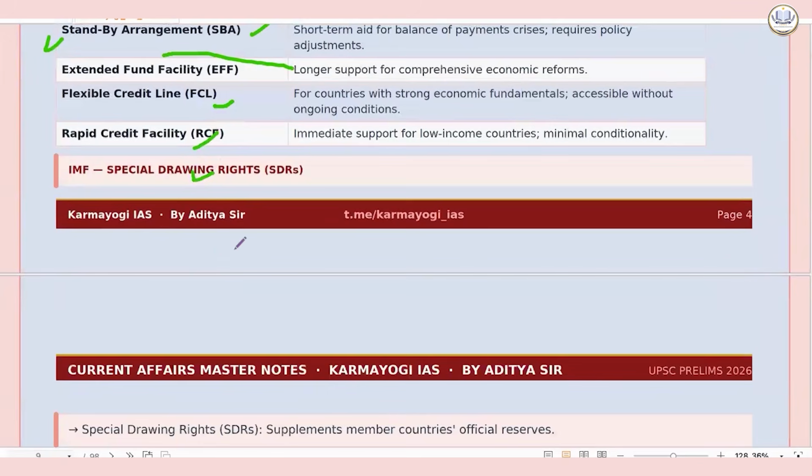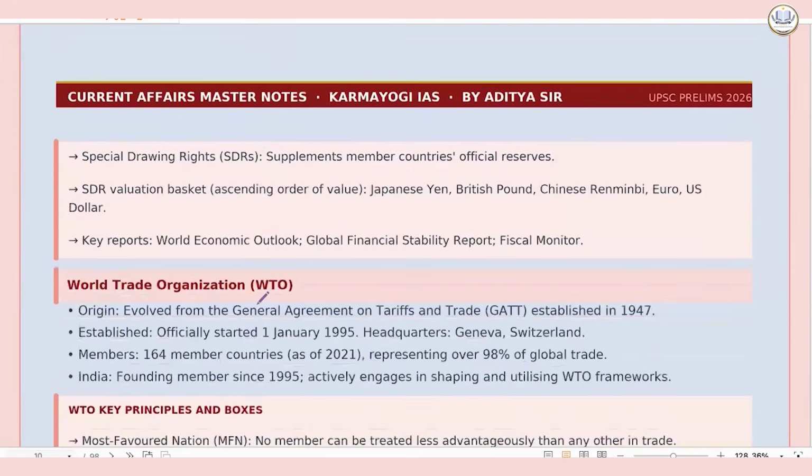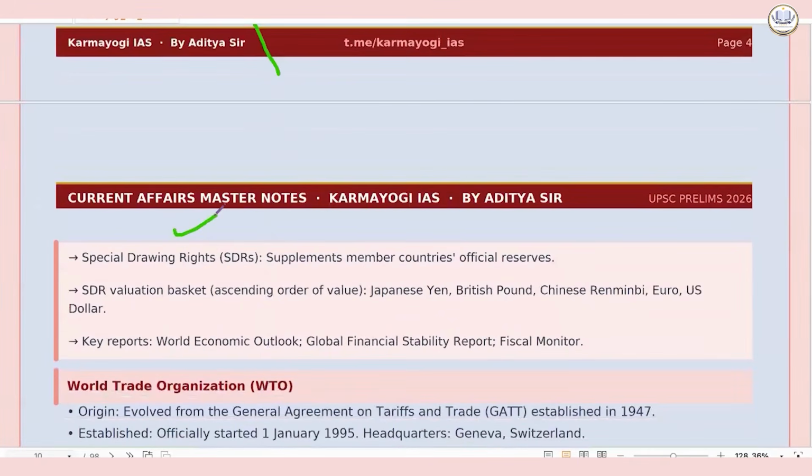Then we have IMF special drawing rights, which has been asked by UPSC many times in the examination, thus it is important. Special drawing rights supplement member countries' official reserves. It's not a currency, first of all. It is a valuation basket. This is the ascending order of the currencies in the basket: Japanese yen, then British pound, then Chinese renminbi, then euro, and then US dollar. The IMF releases very important reports: World Economic Outlook, Global Financial Stability Report, and Fiscal Monitor Report. Okay.